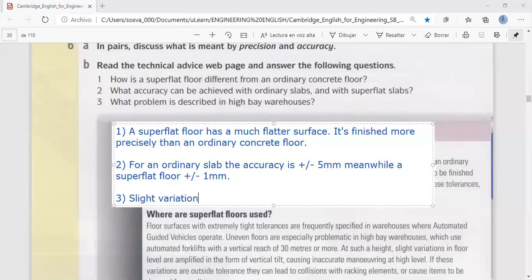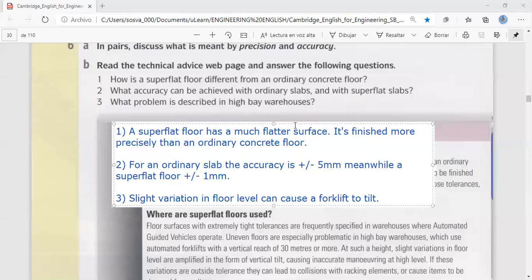The answer in this case would be that the problem is a slight variation in floor level, which can cause a forklift to tilt. In this case, the forks can hit racks, drop items, and stuff like that. Exactly. Accidents that may affect the production.